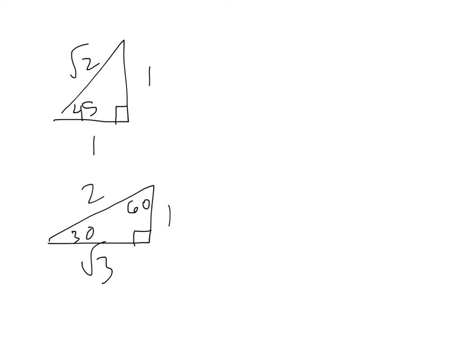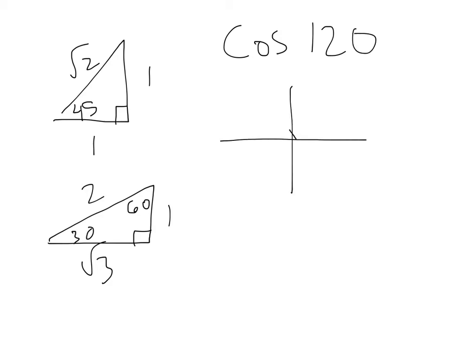Okay? So let's say we want to do the cosine of 120. Well, if I draw that, 120 ends up right about here. If I drop down my altitude and make myself a reference angle, that angle right in there is going to be 60. 180 minus 120 gives me 60. That's my reference angle right in there.